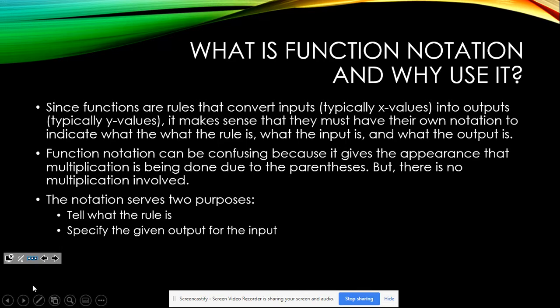Notation basically serves two purposes. It'll tell you what the rule is, and it also specifies the given output for whatever the input originally was.